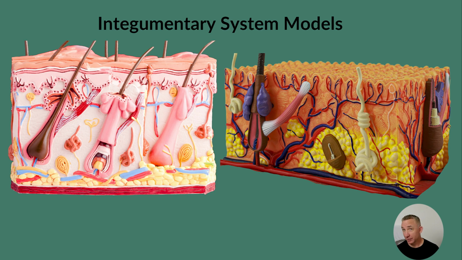A review of integumentary system models. So we'll look at the layers, the types of tissues, and then some of the structures that we see in here and compare them in two different models. First, the layers. The overall layer from here to here, this is all the epidermis.